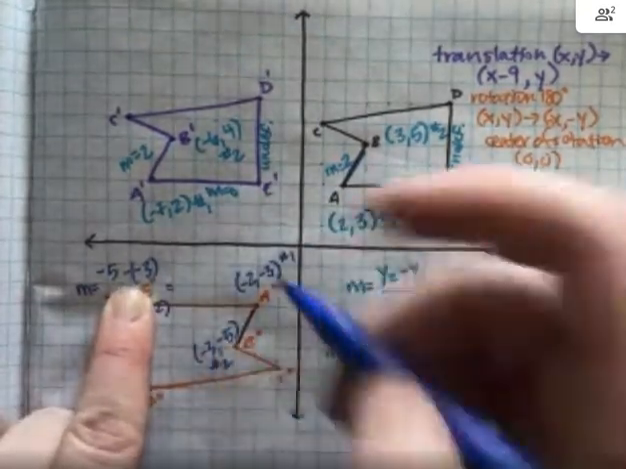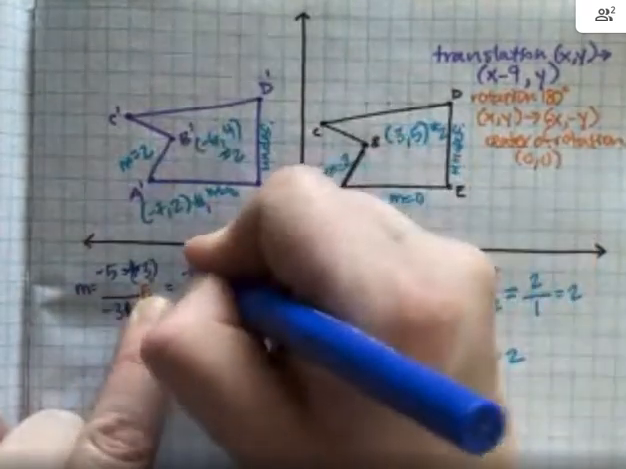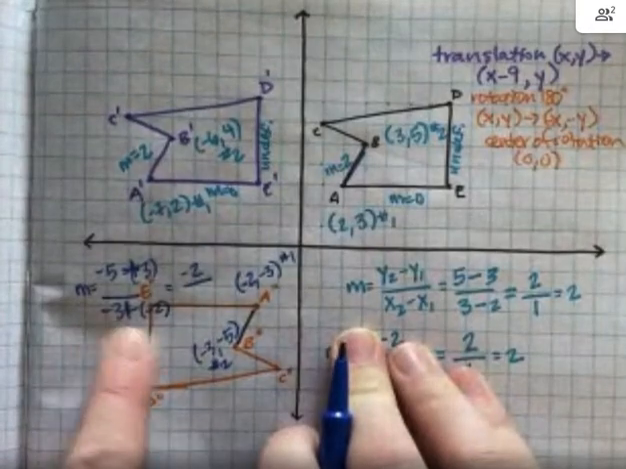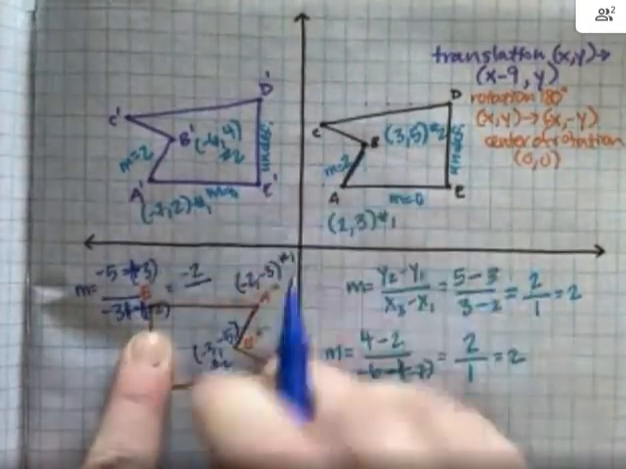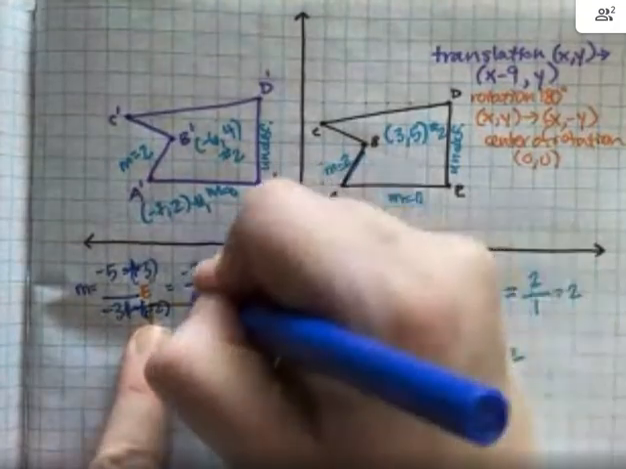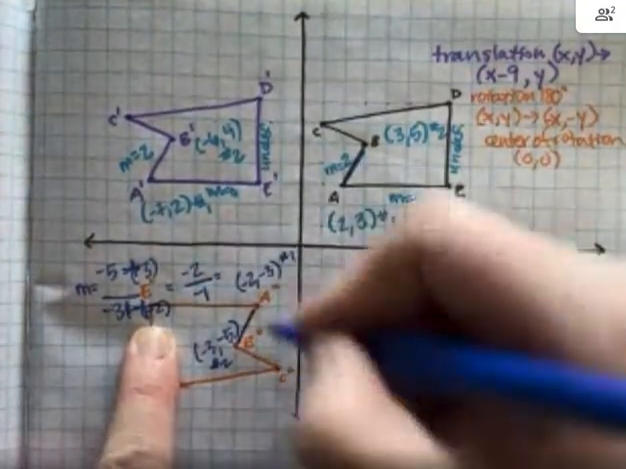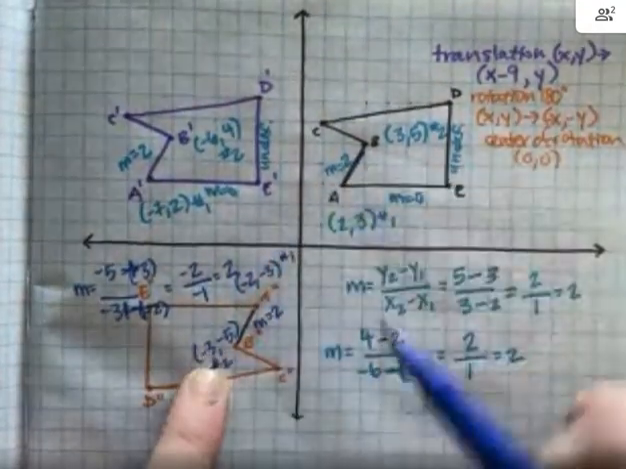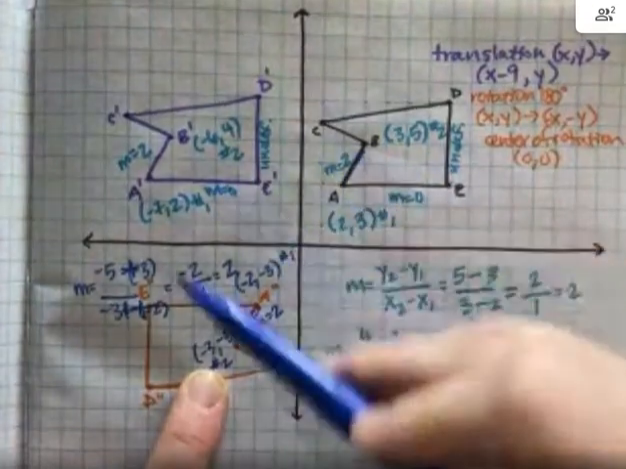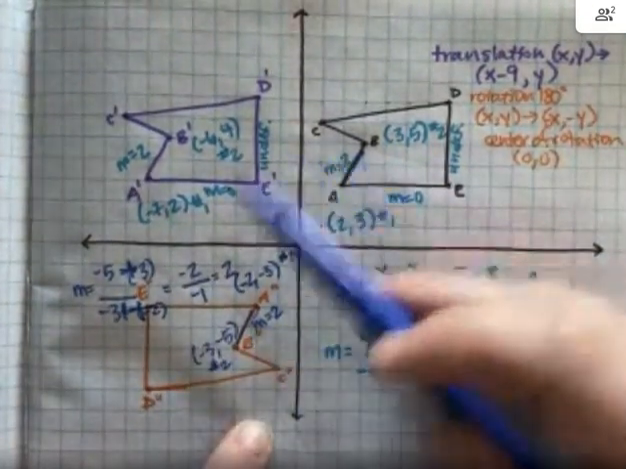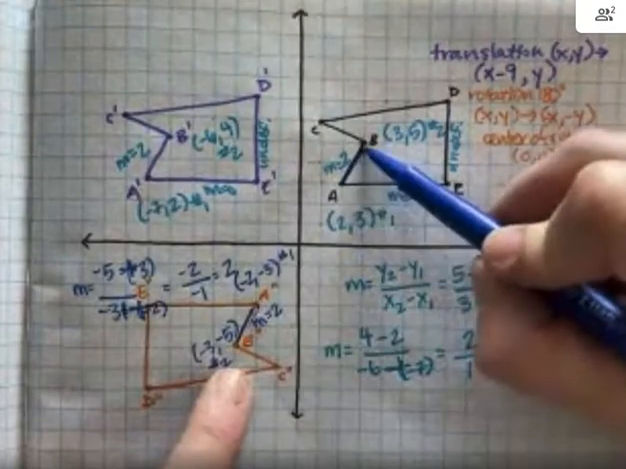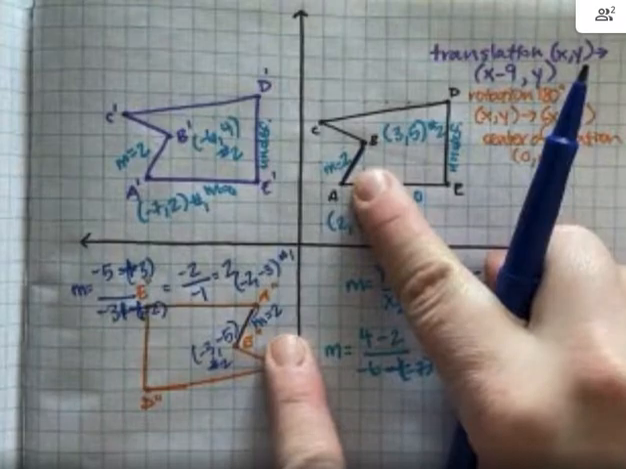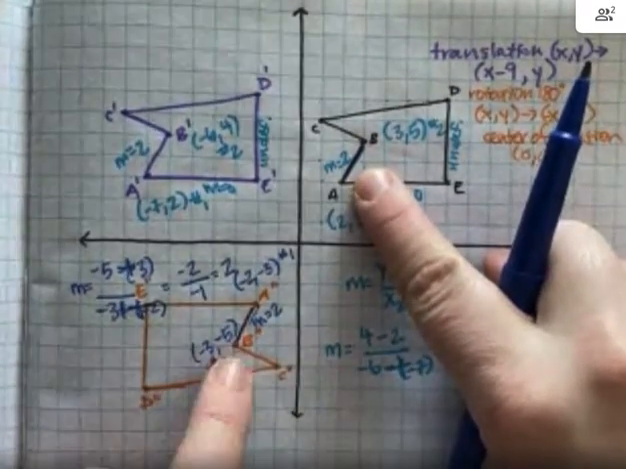-5 minus a -3, so this is -5 plus 3 gets me -2 over, ooh, I don't like that -2. I hope this works out. -3 minus a -2, that'll be plus. -3 plus 2 is -1. -2 over -1, +2. So my slope for this corresponding line, after it's undergone a 180-degree rotation clockwise or counterclockwise, has the exact same slope as its original line segment on the pre-image. Look at that. They have the same slopes. Kind of cool.